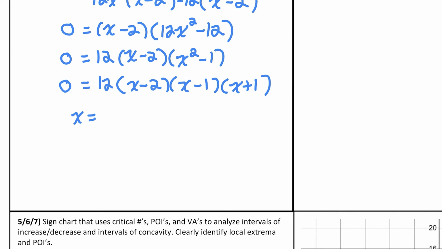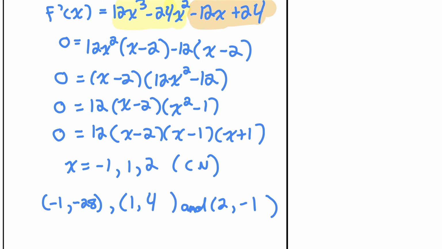X equals -1, 1, and 2 are the critical numbers. I can sub all of those into the original function, get the y values, and then those are my critical points. So my corresponding y values would be -28, 4, and -1.